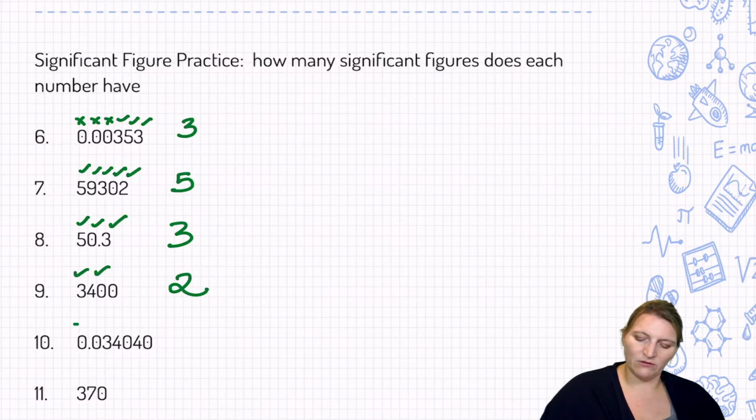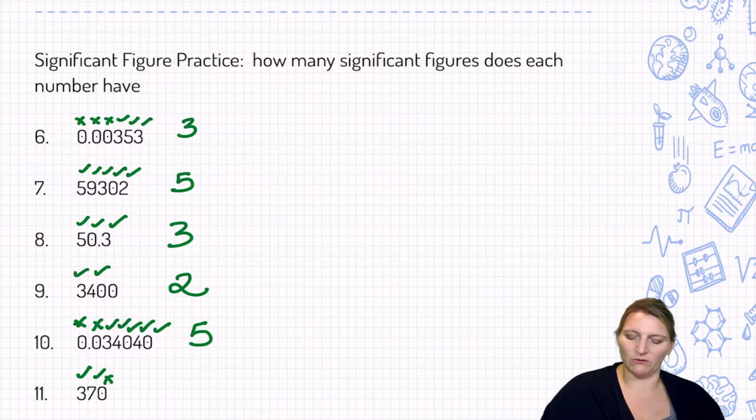Beginning zeros, not significant. The 3 and the 4 are. The middle zero is. The 4 is. An ending zero, is there a decimal point in the problem? Yes. So it is significant. And the last one is an ending zero, no decimal point, not significant.